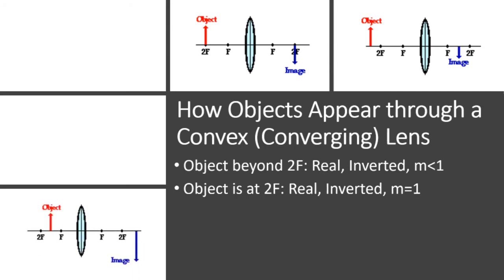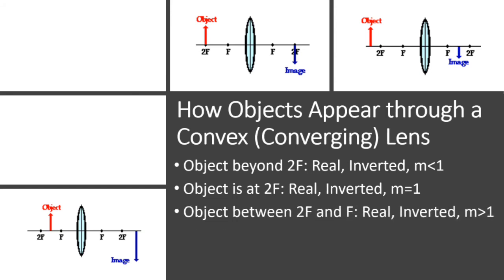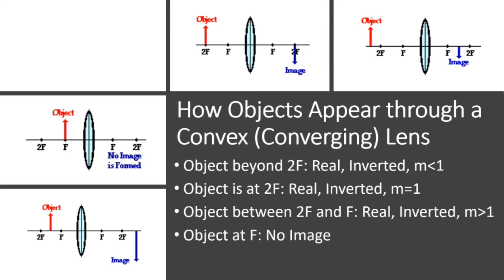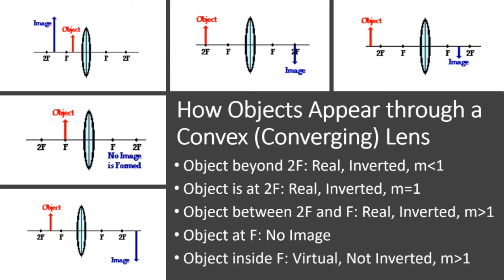When it's between 2f and f, you can see that the image is still real, it's inverted, but now its magnification is greater than 1, meaning it gets larger. When the object is at f, there's no image. And when the object is between f and the lens, it's going to be virtual, not inverted, and your magnification is more than 1. Basically, the same situation happens with concave mirrors.